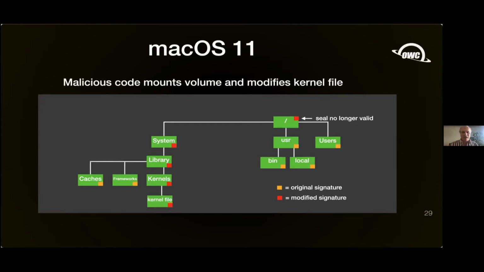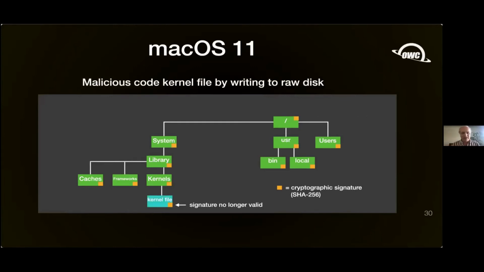But what happens if you have some low-level utility, like some piece of malware, that goes to unmounted system volumes and mucks with the raw disk, right? It goes and pokes bytes, goes searching for what it knows is the kernel file, hot patches it on the disk, and then you try and start booting. Well, this is what happens. The signature will no longer match what is in the kernel file.